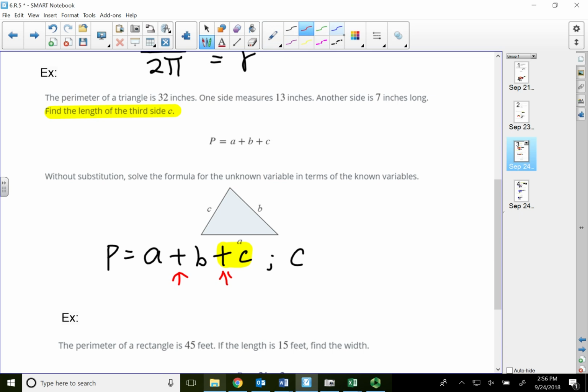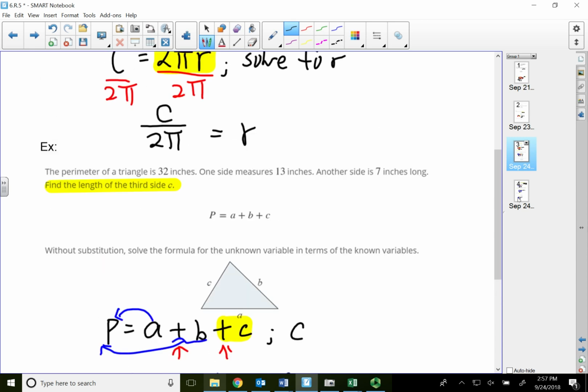So that means I have to pick up my A and move it over, and pick up my B and move it over. So my side C is equal to, the perimeter P is already there on the left side. When positive A comes over, it becomes negative. When positive B comes over to the left side, it becomes negative. So my side C is equal to P minus A minus B.